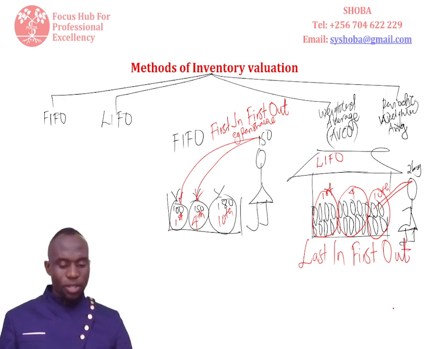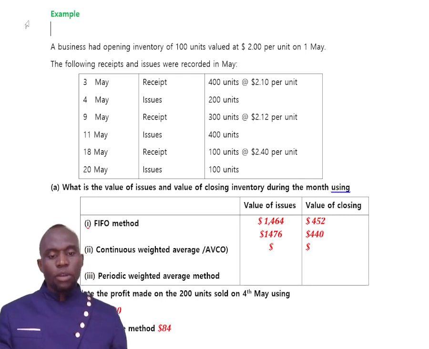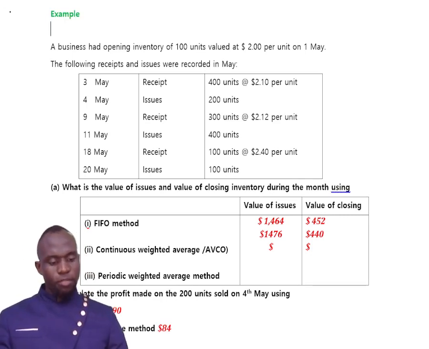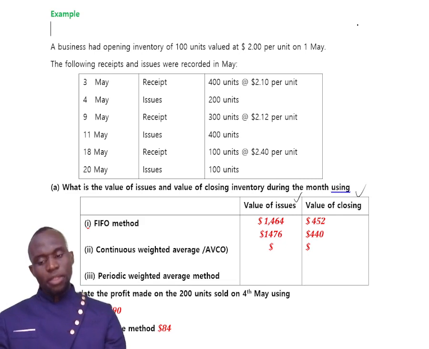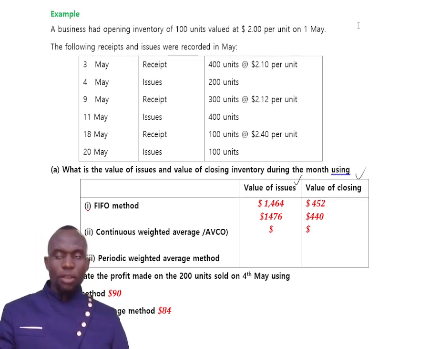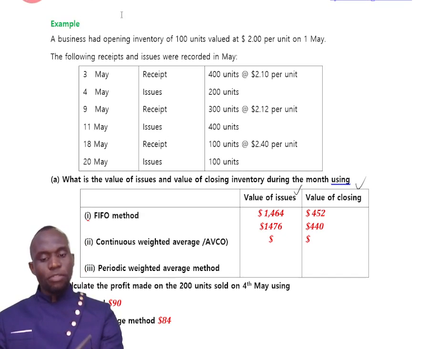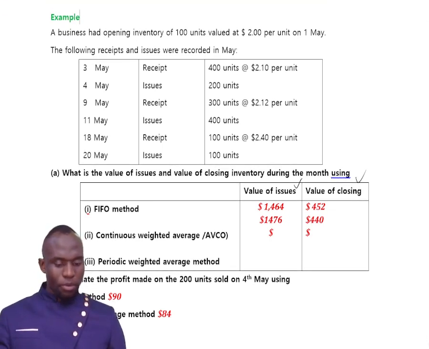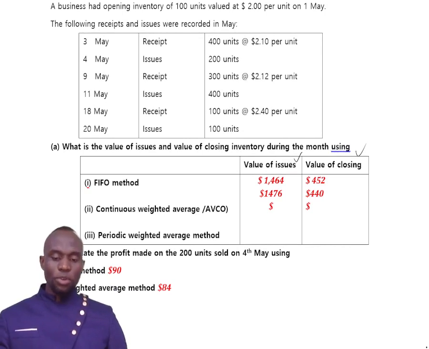So we are going to look at an example. Now this is the question, and they want you to calculate the value of issues and value of closing inventory using the FIFO method, using continuous, and using periodic average. Now I have to make this clear that the LIFO method is not accepted in financial accounting. Okay, now I'm just going to copy and paste the question.